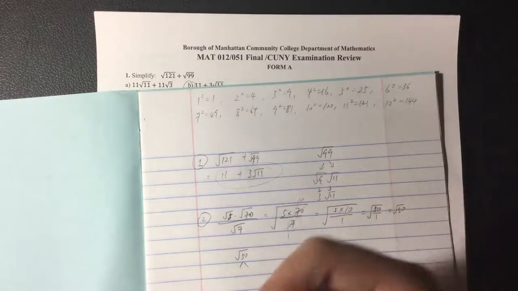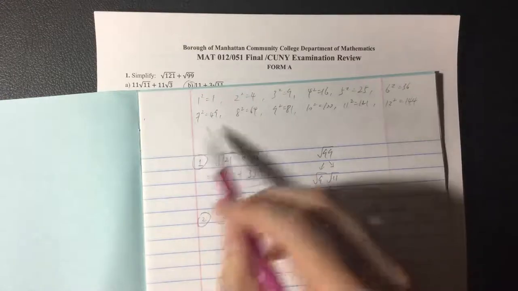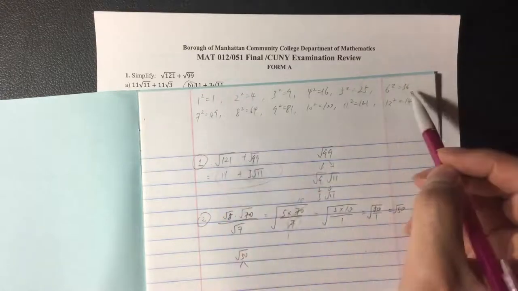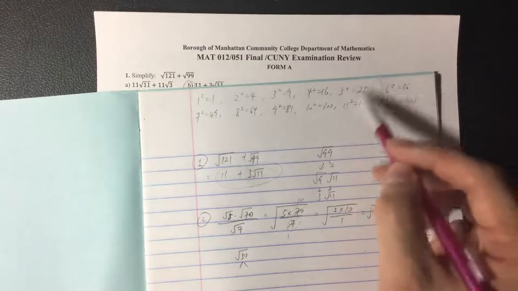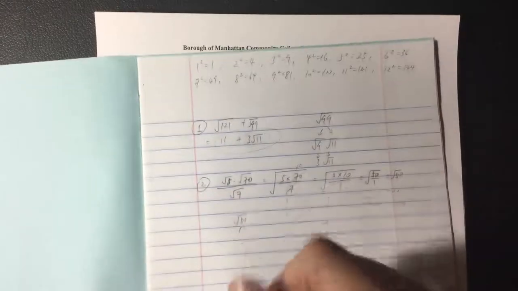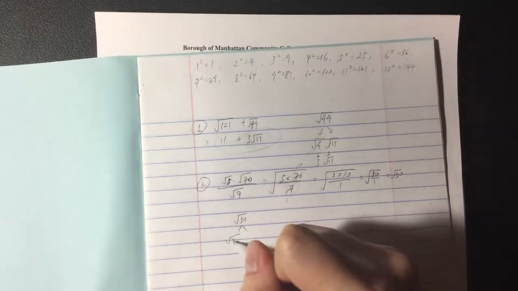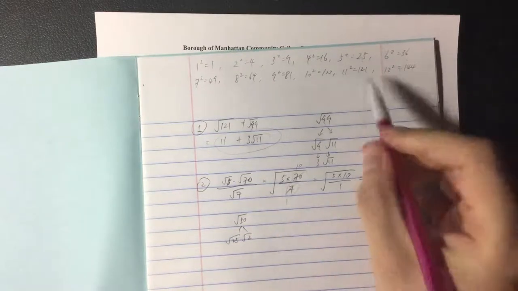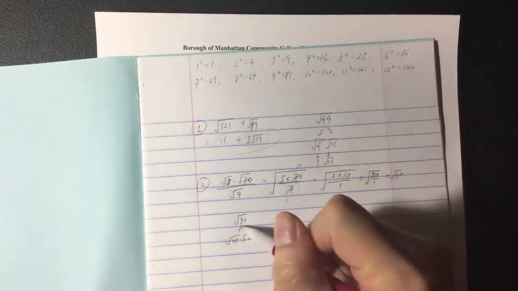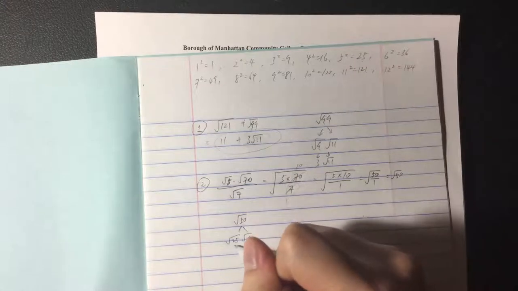Let's try to find a perfect square factor for 50 first. A perfect square factor for 50 must be less than 50. We have 49, 36, 25. Here we can see that 25 works. 25 is a factor of 50. So 50 can be rewritten as 25 times 2.